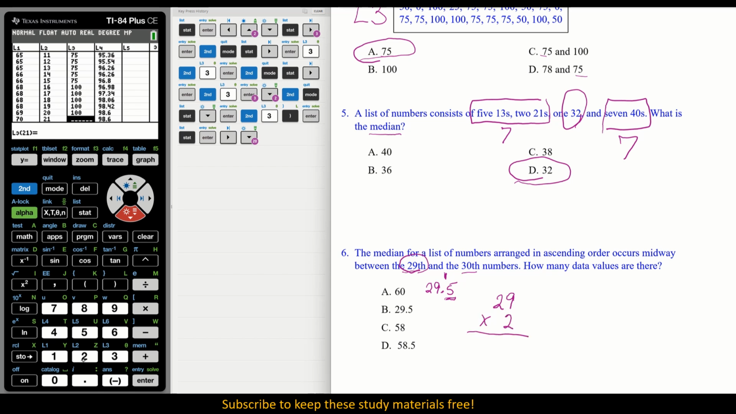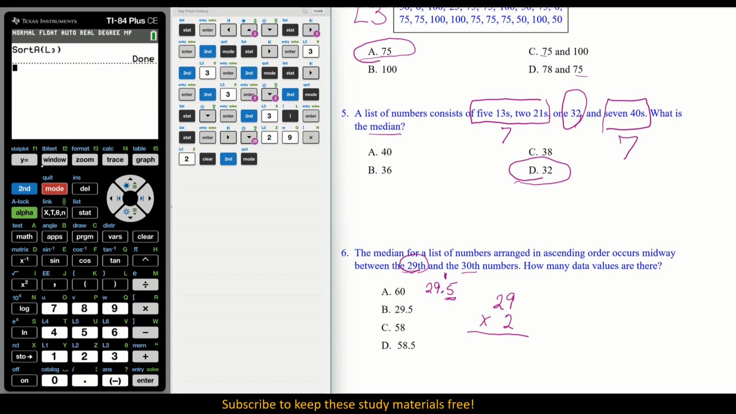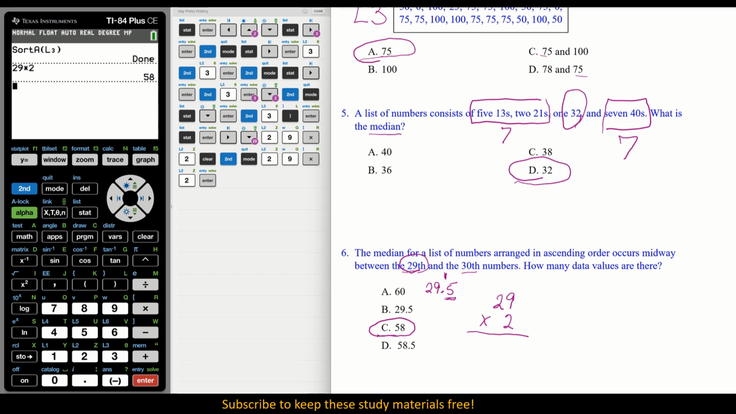I said, always use your calculator for all of these. Uh-oh, wrong place. Clear that out, back out. Okay, 29 times 2, which of course gives us 58, and that is option C.